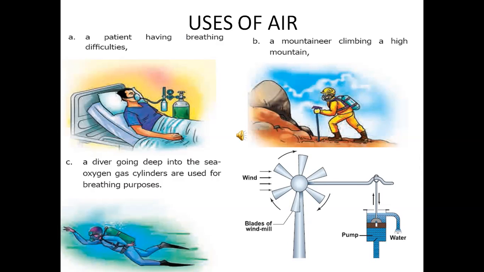And another use of air: a patient having breathing difficulties, a diver going deep into the sea, a mountaineer climbing a higher mountain, oxygen gas cylinders are used for breathing purposes. And last one, wind energy. Blowing air is used to turn the blades of windmills. The windmills are used to draw water by running pumps, run flour mills, and to generate electricity.